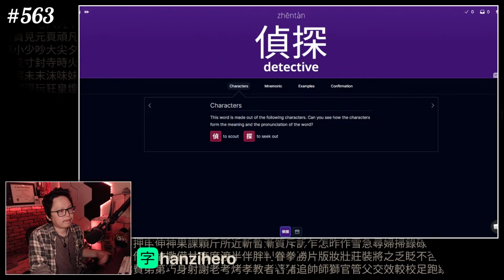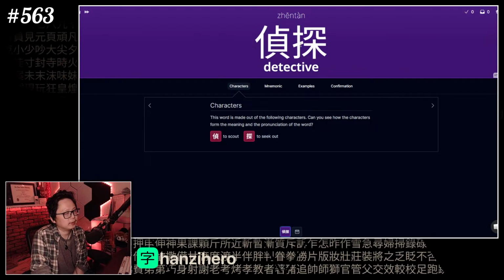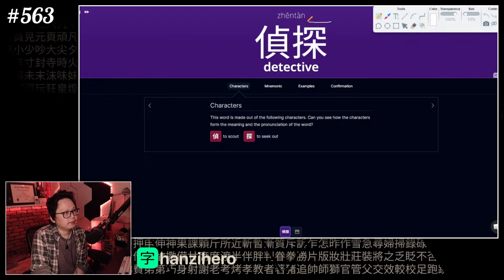This part is loyal. Jen for loyal. And then the person that is loyal is the scout. That's how I would go about it. And then tan is search. This part doesn't look like tan. Tan is not this.